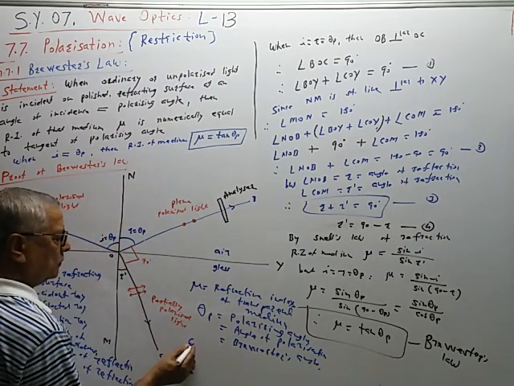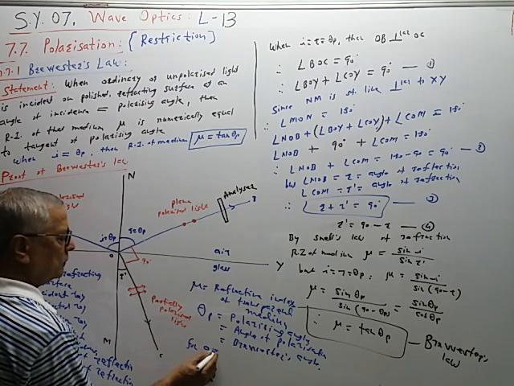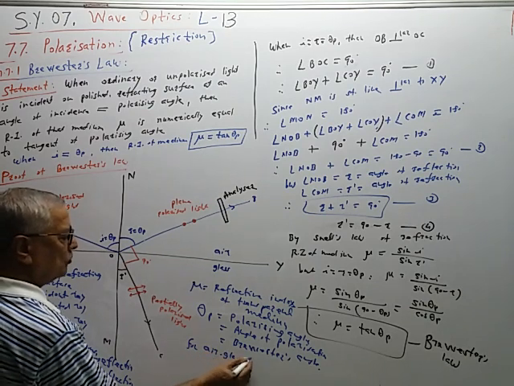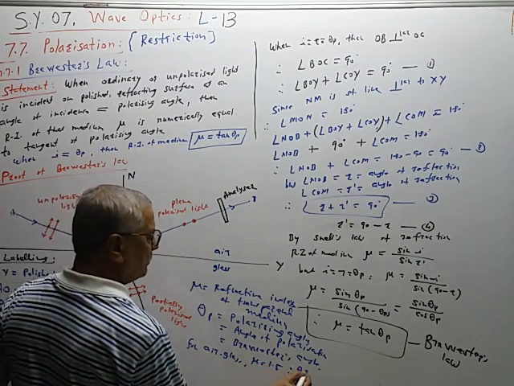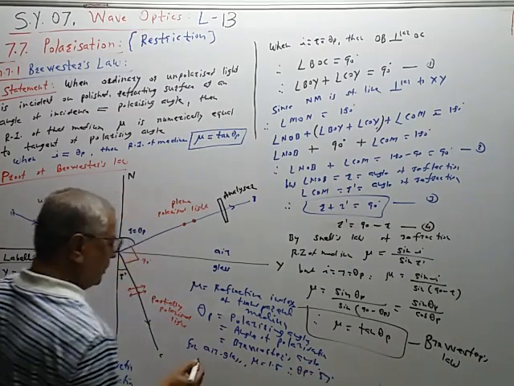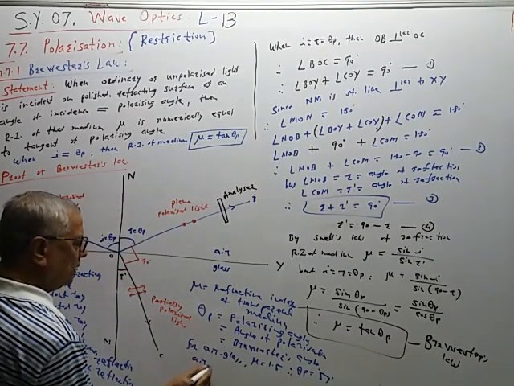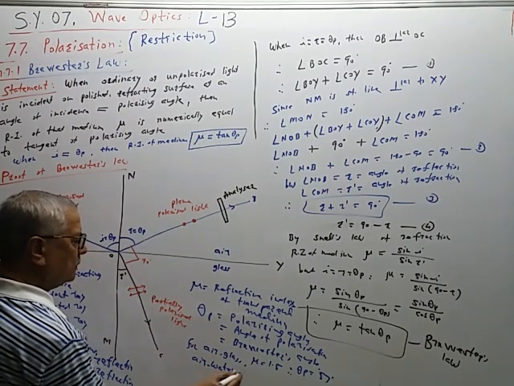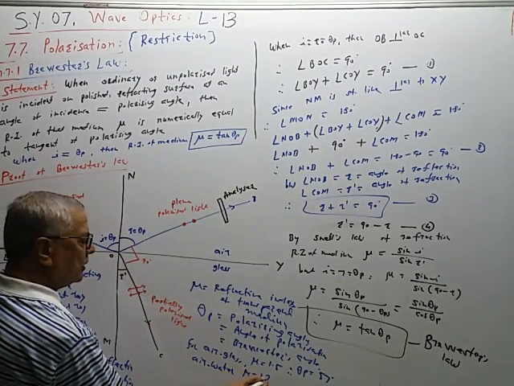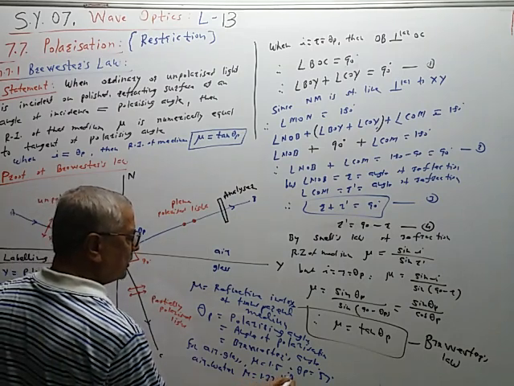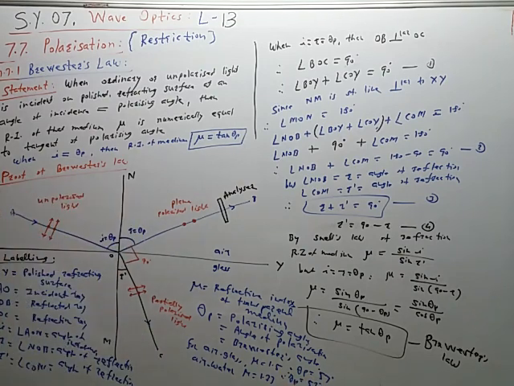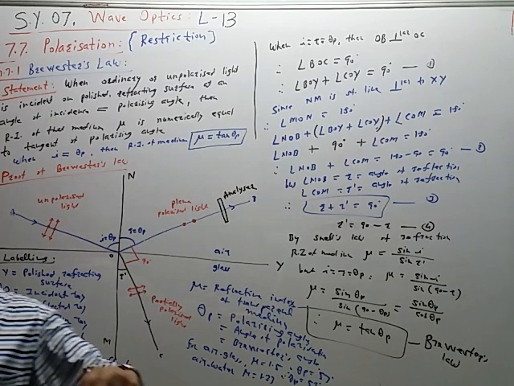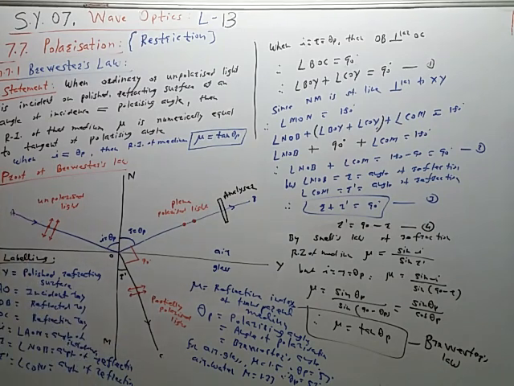So for air-glass, mu is equal to 1.5. Therefore, theta p is equal to 57 degree. For air-water interface, mu is equal to 1.33. Refractive index will decrease, theta p will decrease, theta p is equal to 53 degree. So according to the refractive index of the medium, this value changes. So mu is equal to tan of theta p. This is Brewster's law.